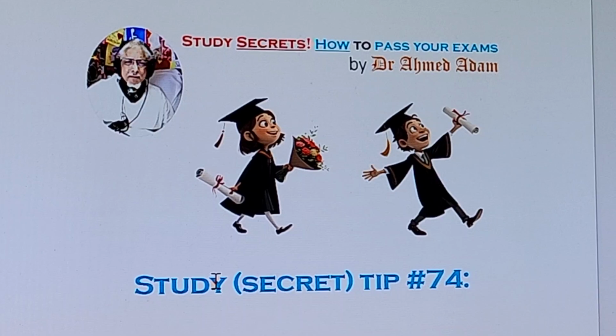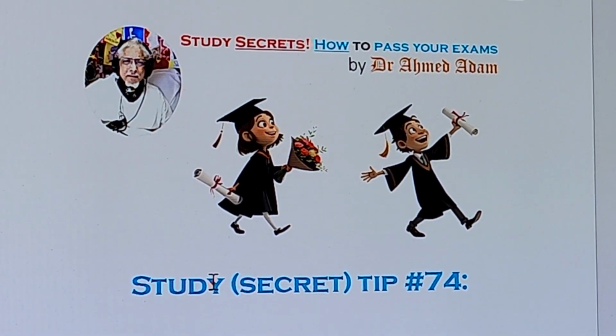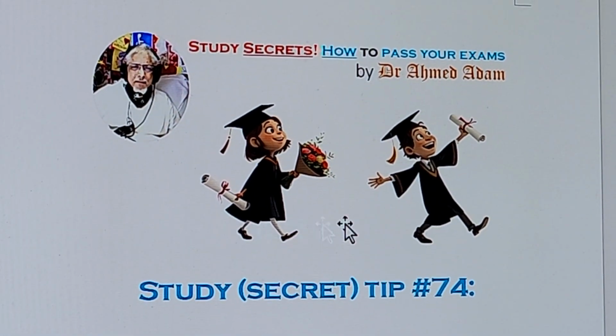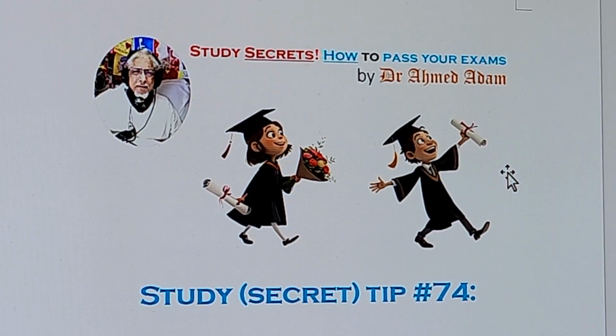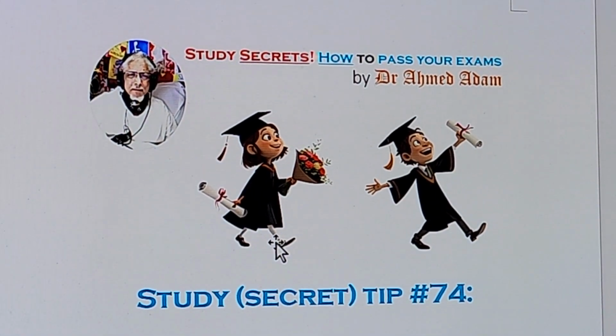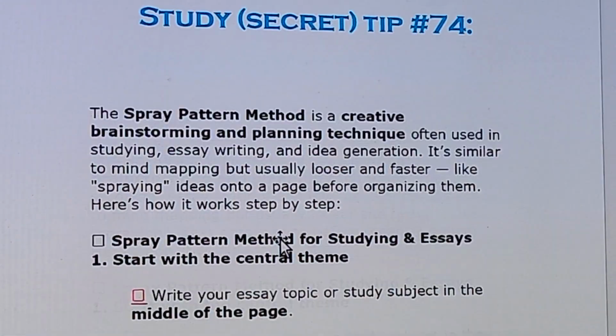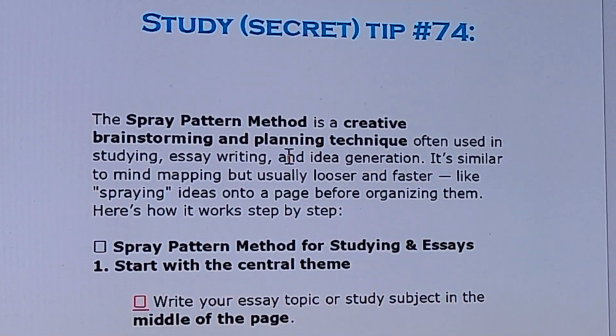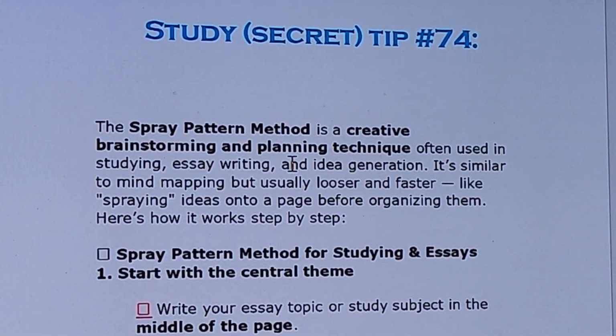We've got about two more secrets left, inshallah, which is secret study tip number 74. And then we'll end the next episode with 75, which has got to do with mnemonics, right? So let's do it. Study secret number 74, which is the second last of the series. And this is a spray pattern method, which is very similar to the mind map that we discussed earlier.